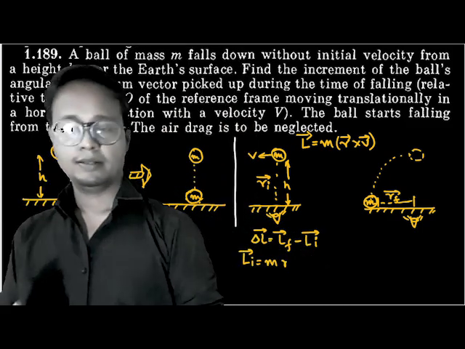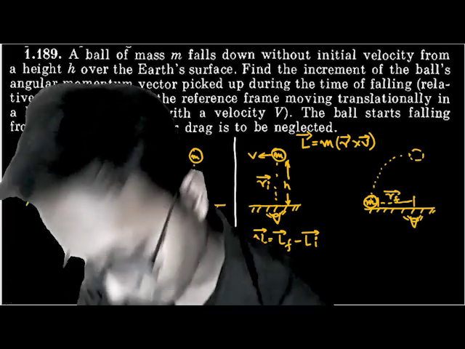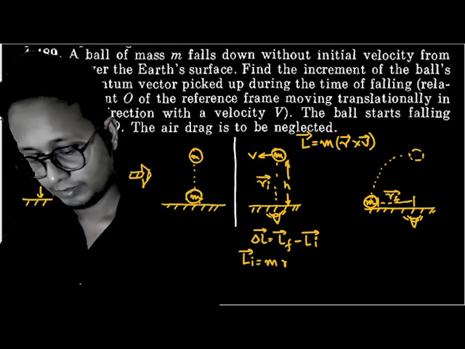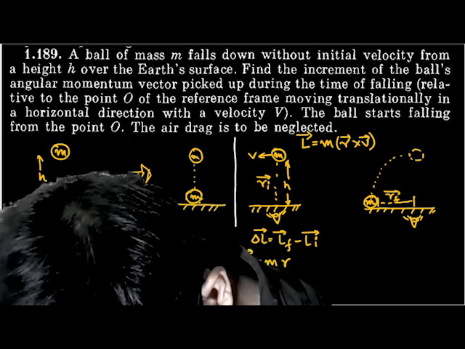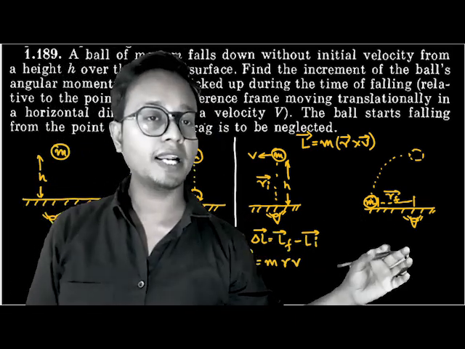Okay. Just wait a minute, my pen is not writing. m r into v, and sine of 90 is nothing but 1. What is the final angular momentum?